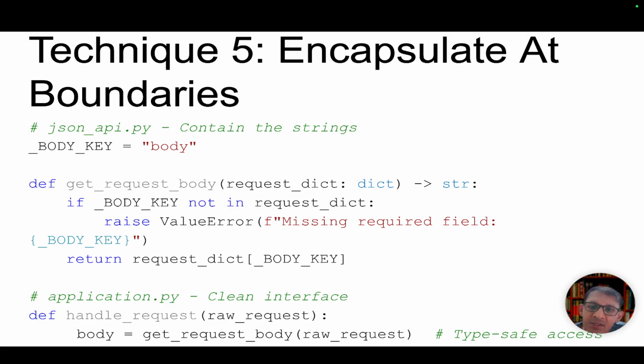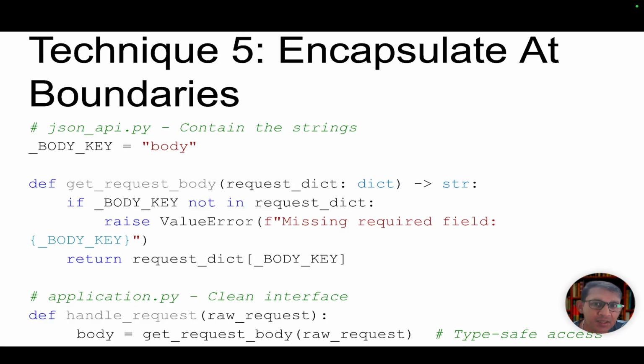Exception 2, external protocol requirements. When dealing with HTTP headers, file formats, or APIs, you need strings. But keep the adapter layer thin and isolated from your business logic. Exception 3, rapid prototyping. Sometimes you need to move fast and can accept the risk consciously. Just remember to pay the refactor debt before scaling and set reminders to clean up the code. Even in these cases, worst case, prefer constants or wrapper functions to scattered string literals throughout your code base.